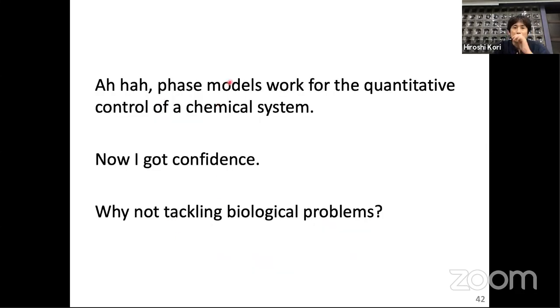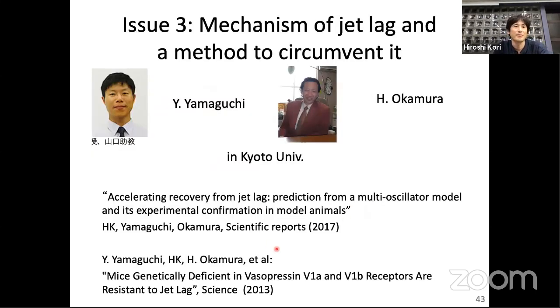So phase models work for the quantitative control of a chemical system. Now I got confidence and I decided to tackle biological problems. Okay, so this is issue 3, about the mechanism of jet lag and a method to circumvent it. This is in collaboration with biologists at Kyoto University, Dr. Yamaguchi and Dr. Okamura, and these are already published in these 2 papers.